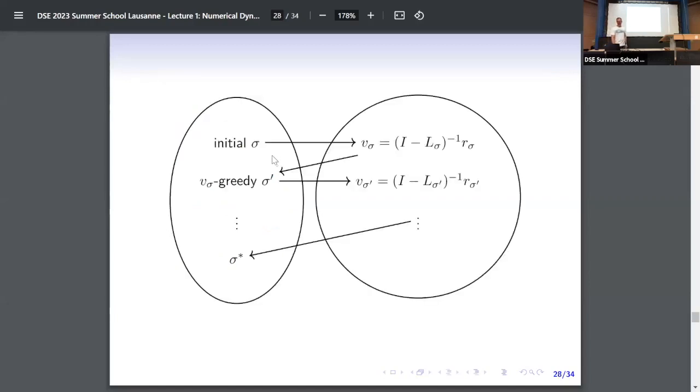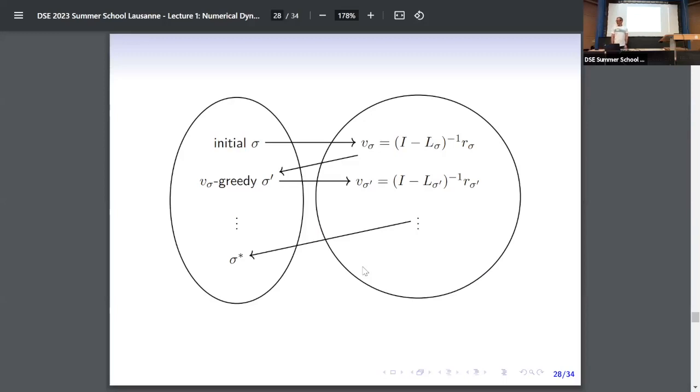So the iteration looks like this. I start with some policy, I get its lifetime value. I take the greedy policy, lifetime value, and so on and so on. How many people have coded up Howard policy iteration? Okay. So about a third of people.